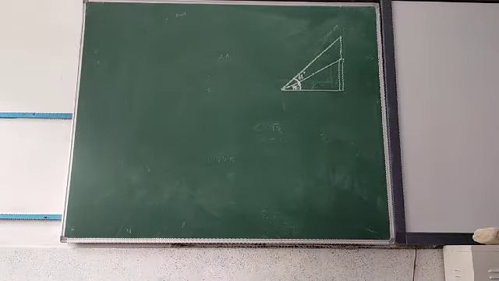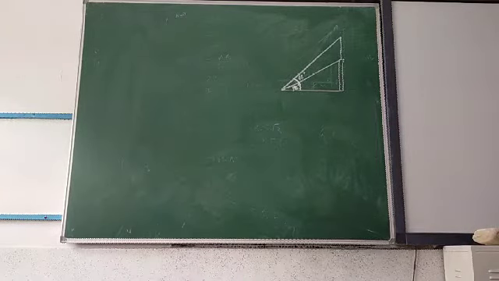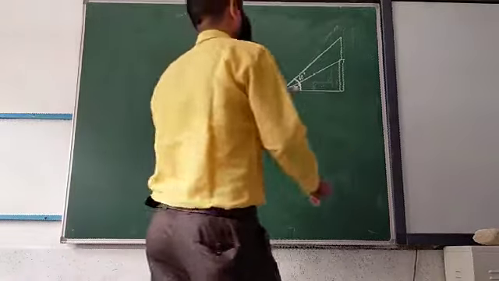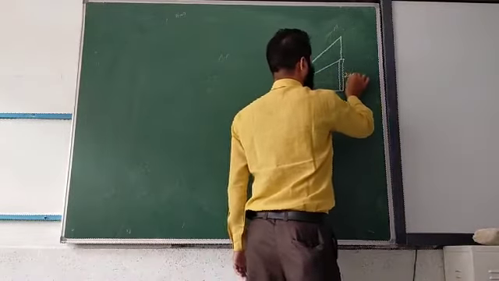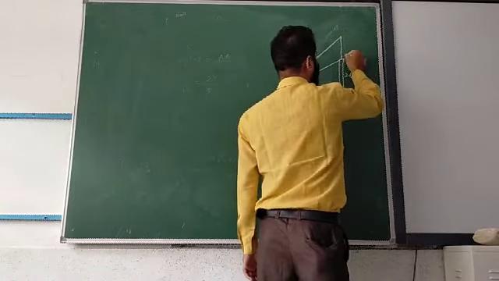Is there anything extra that has been given? Height is given, 20. Yes. From a point on the ground, the angle of elevation of the bottom and the top of a transmission tower fixed at the top of a 20-meter high building. 20 meter, that means this is 20. So let it be 20 meter. We don't know what this is. Let it be.